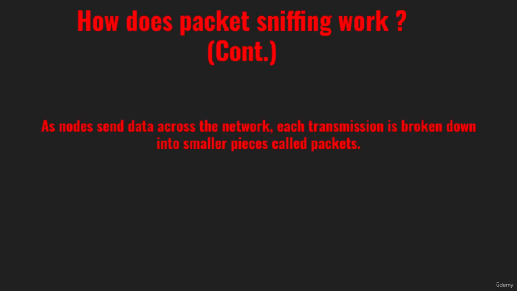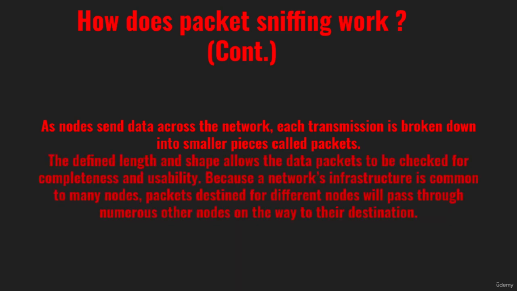Now, as nodes send data across the network, each transmission is broken down into smaller pieces called packets. The defined length and shape allows the data packet to be checked for completeness and usability. Because a network's infrastructure is common to many nodes, packets destined for different nodes will pass through numerous other nodes on the way to their destination.